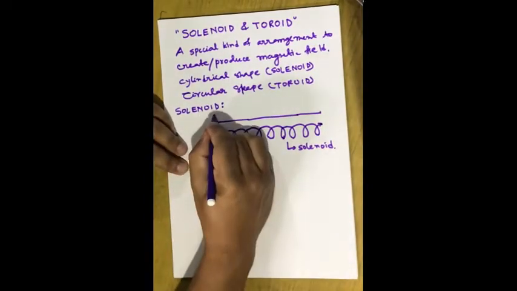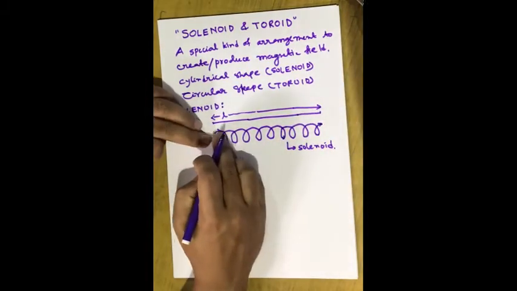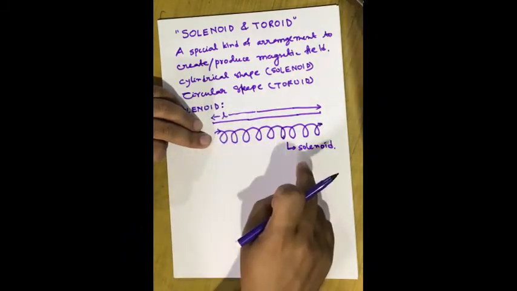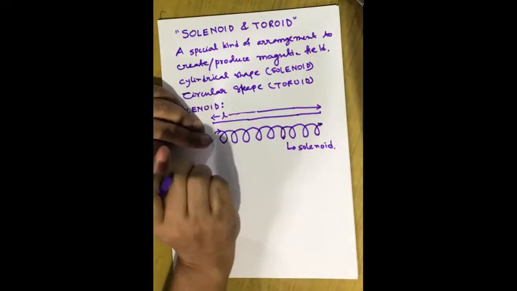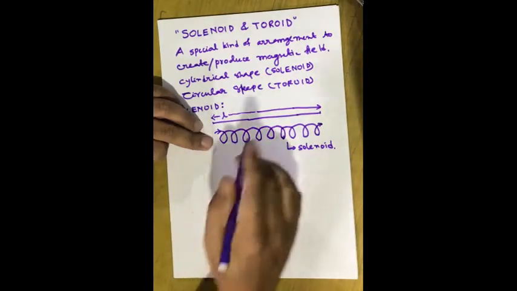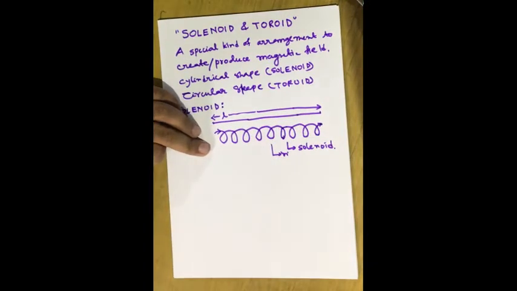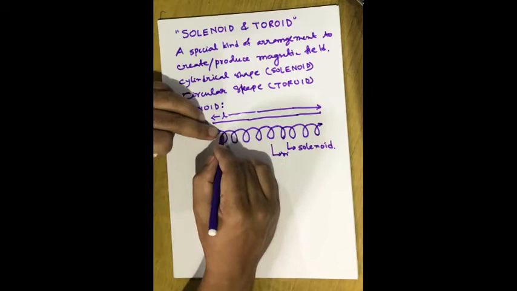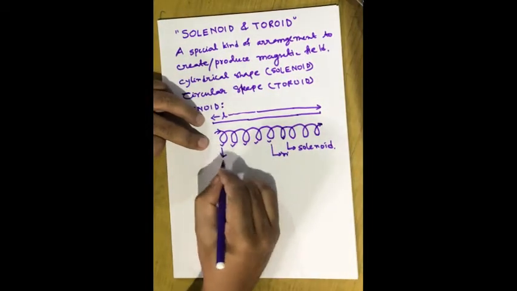Suppose initially you have a length L of wire, and now you reshape the wire with n closely spaced turns in the form of a helix. This arrangement we can call a solenoid. Suppose there are n turns here, and each turn we can consider as a circular loop, because although it's in the form of a helix, every turn can be considered a circular loop.